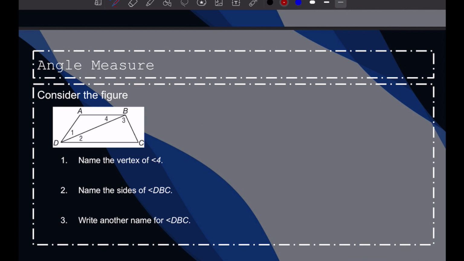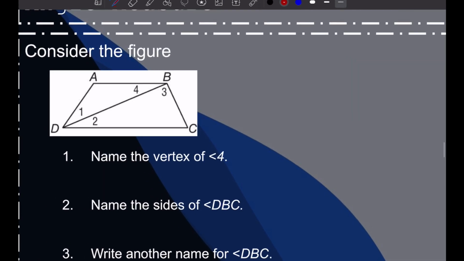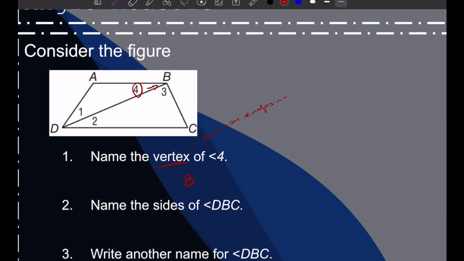It says name the vertex of angle 4. So again, we're just going back to naming things. So let's name the vertex of angle 4. Again, the vertex is just the common endpoint, right? So this is the common endpoint. And I'm looking at 4. Okay, where is 4? 4 is right here. And what vertex is it associated to? It's associated with B. So all I gotta write is just B. Okay, that's the point B.